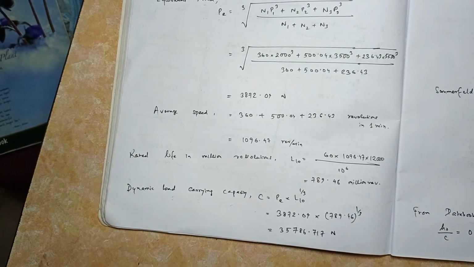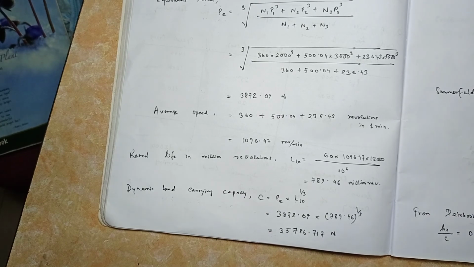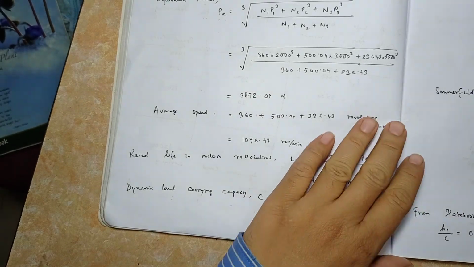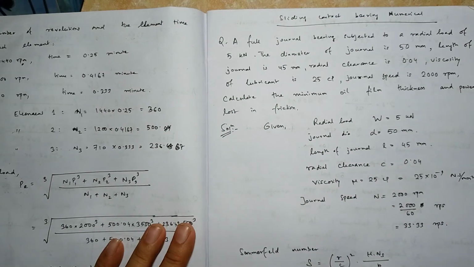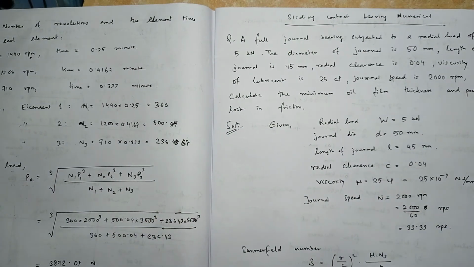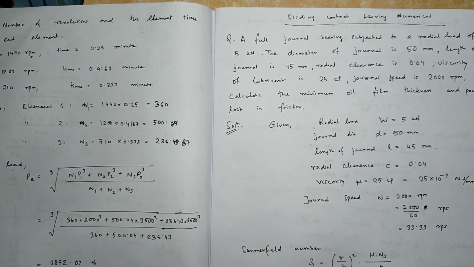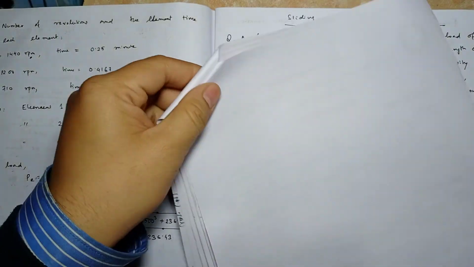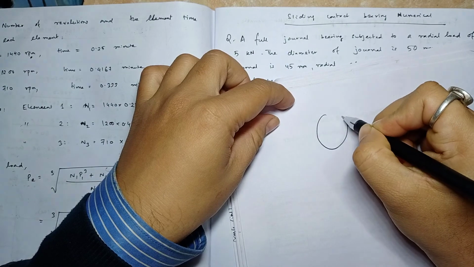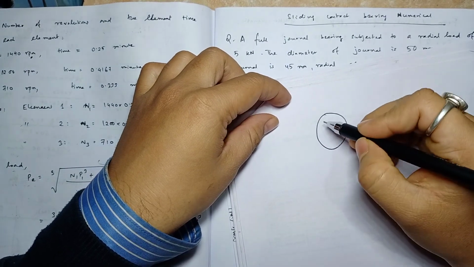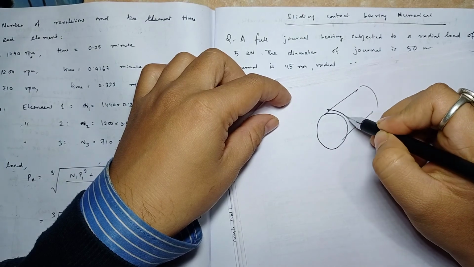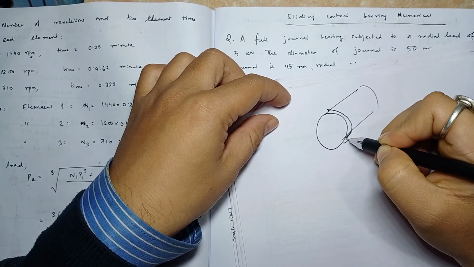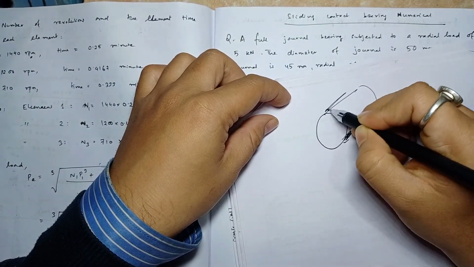Now we'll move into the sliding contact bearing numerical next. Sliding contact bearings are those bearings where we do not have rolling elements. You can think like this is the shaft. Here we have a bearing, which is just sliding here.